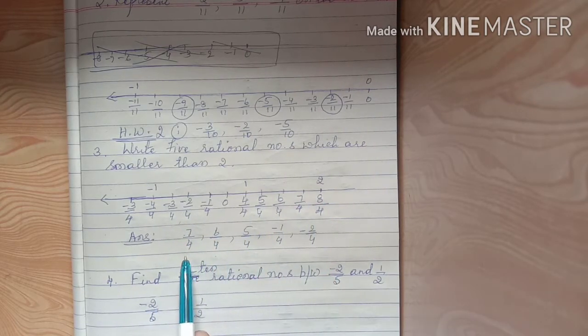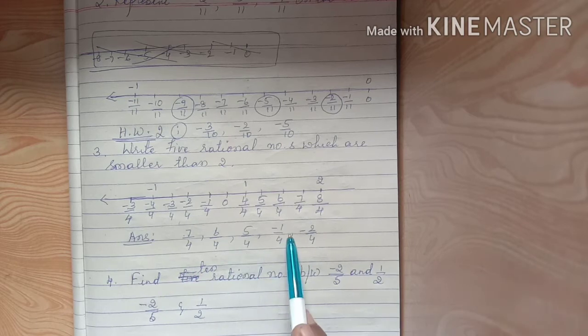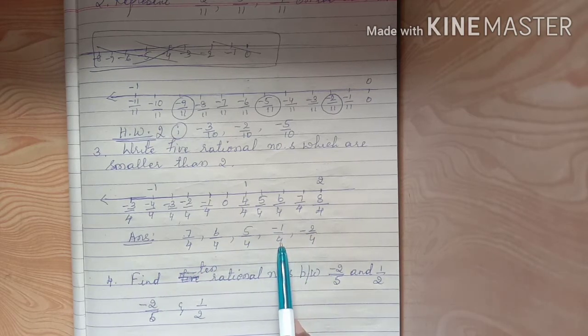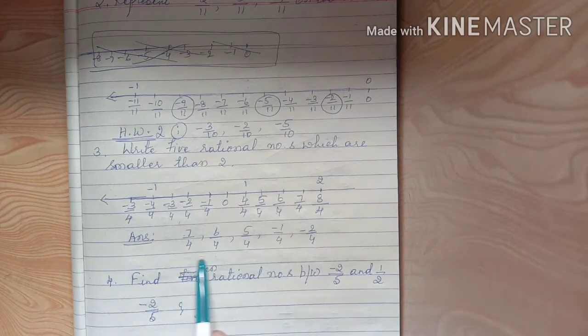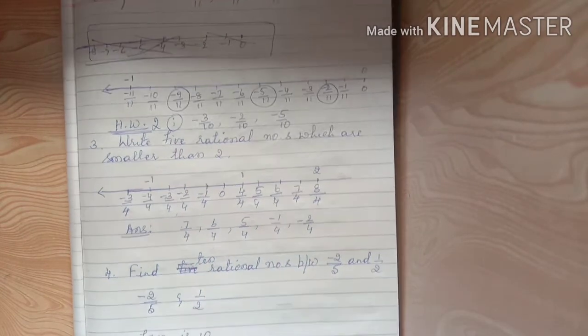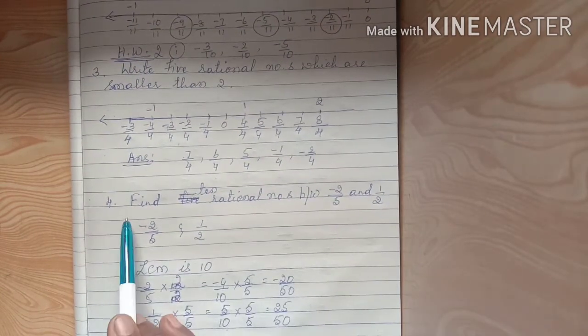That is 7 by 4, 6 by 4, 5 by 4, 4 by 4 also you can write, 0 you can write, minus 1 by 4, minus 2 by 4, like this. Okay, children, they have asked us to write 5 rational numbers, so these are the 5 rational numbers. Okay, children. Next is the fourth problem.